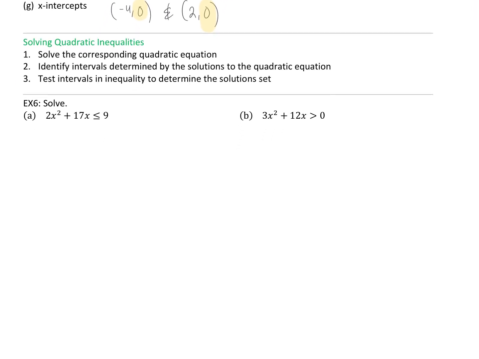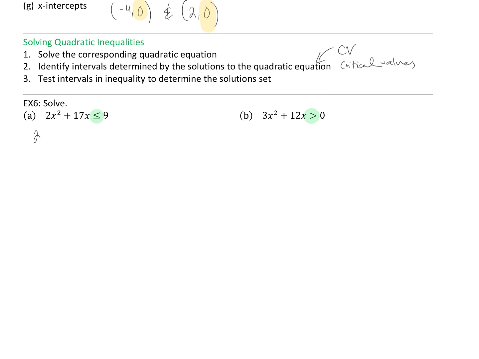So now we're going to go ahead and look at solving quadratic inequalities. First, you're going to solve the corresponding quadratic equation, like we've been practicing before. Then we're going to identify the intervals determined by the solutions, and then test the intervals. To find the intervals, you need to find your critical values. I call them CV, critical values. So let's go ahead and solve these. Again, notice they're inequalities because of those symbols, so we know we can't just solve like normal. We're going to have to find critical values and then do testing.